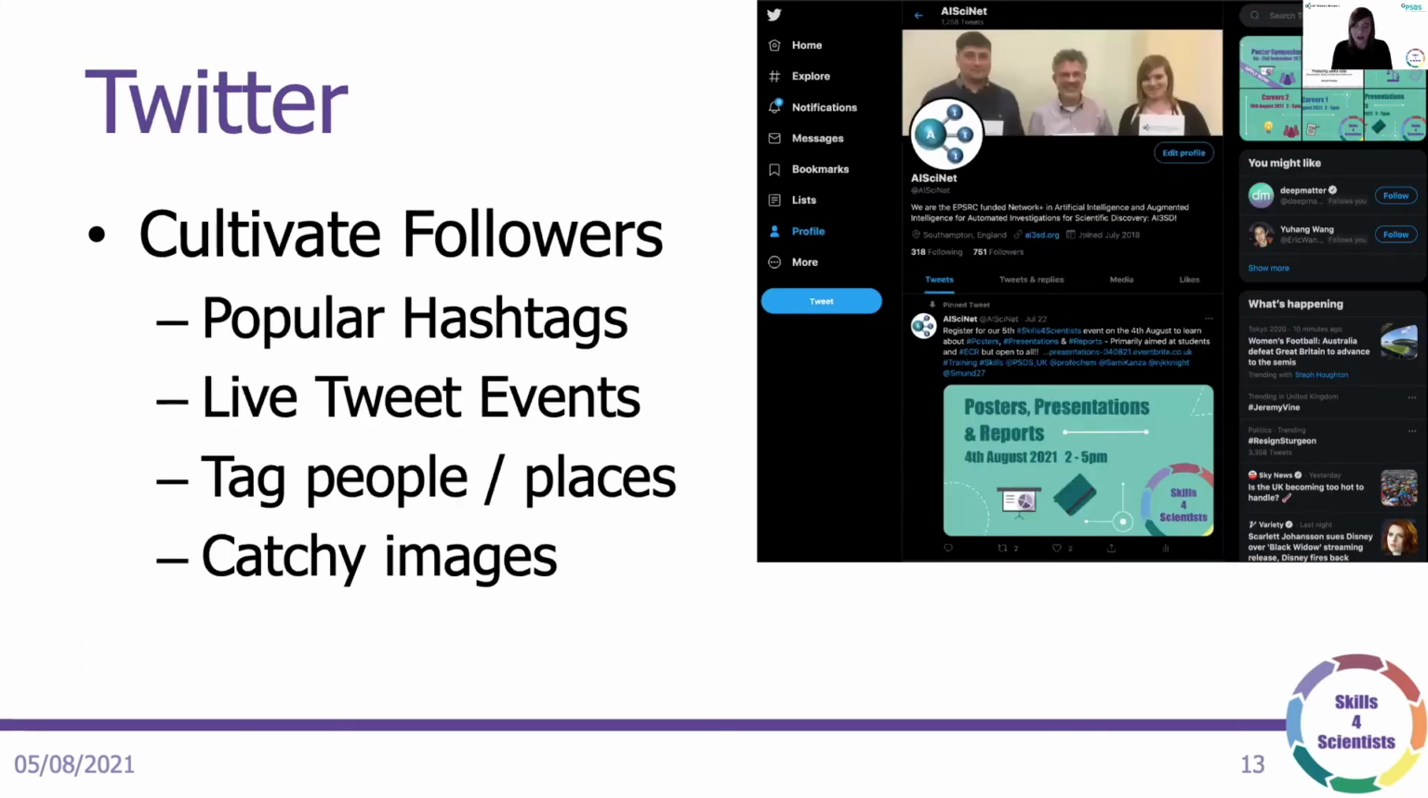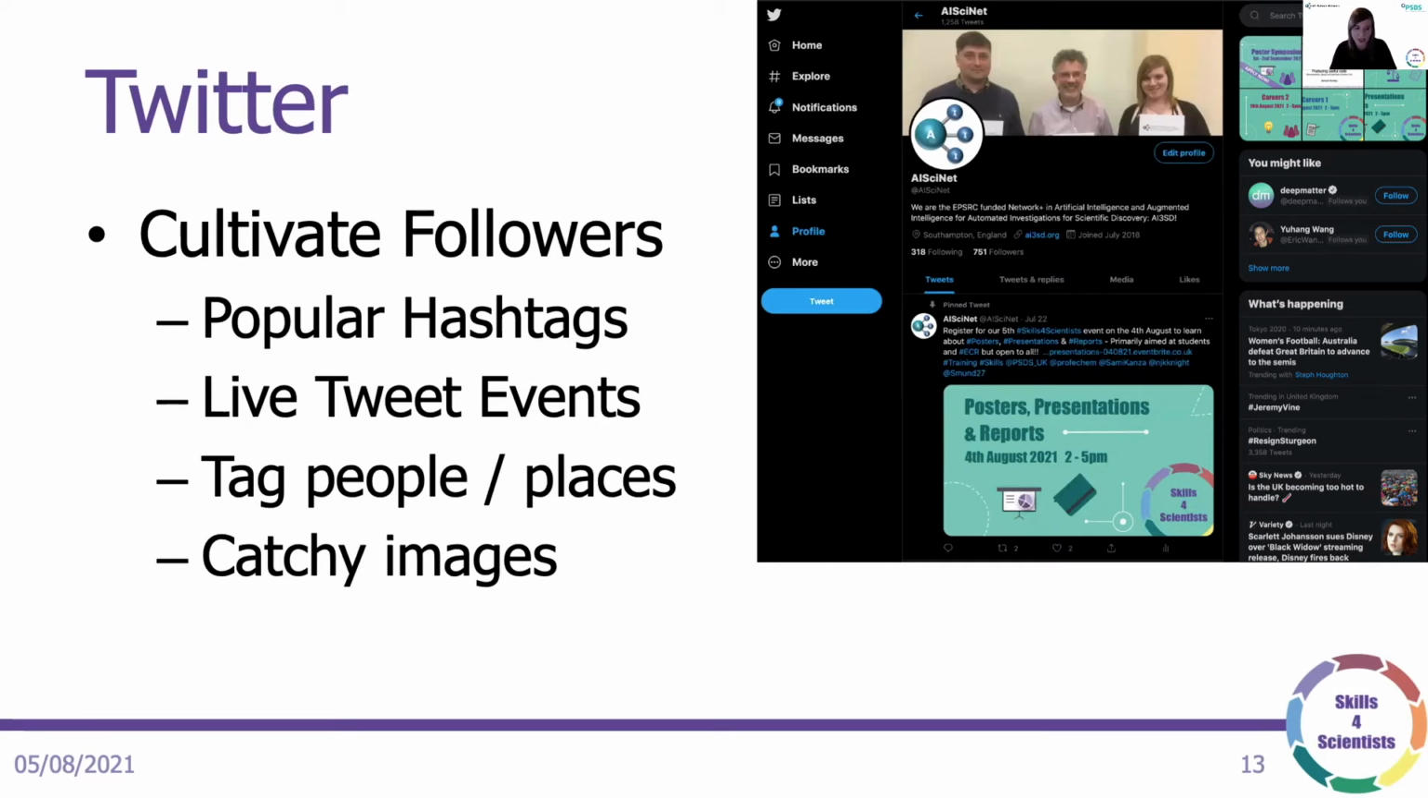Now, of course, there is also Twitter. And we love Twitter. This is quite commonly used in both academia and industry. I'd say it's good to get a Twitter profile early on, so you can build up your connections and your followers. The screenshot on this slide shows our network Twitter, because we put a lot of work into keeping this active. Obviously, a key thing about Twitter is hashtags.